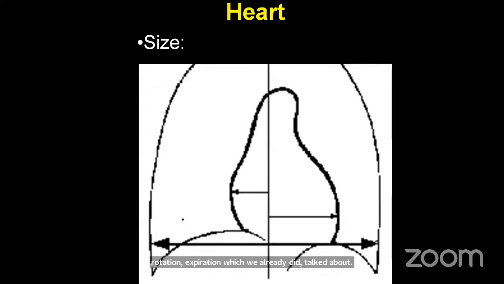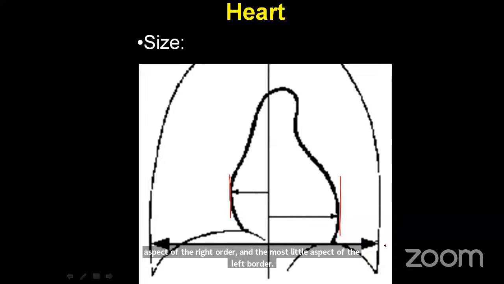Now the heart size. We have to measure like this. The heart size should be normal. It is nearly half, but it has to be measured from the most lateral aspect of the right border and the most lateral aspect of the left border. And this should be equal to half of the total width of the chest.